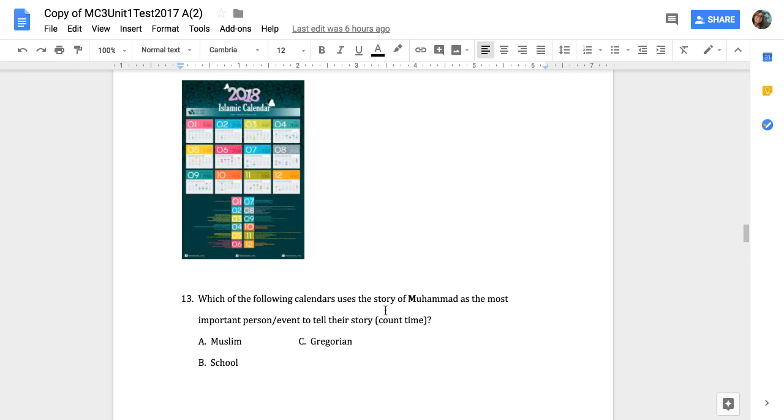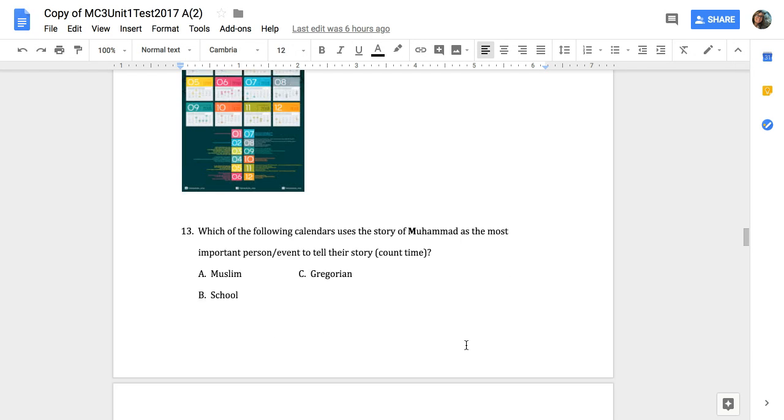Which of the following calendars uses the story of Muhammad as the most important person or event to tell their story and count time? This is an image of it. A, the Muslim calendar. B, the school calendar. Or C, the Gregorian calendar.